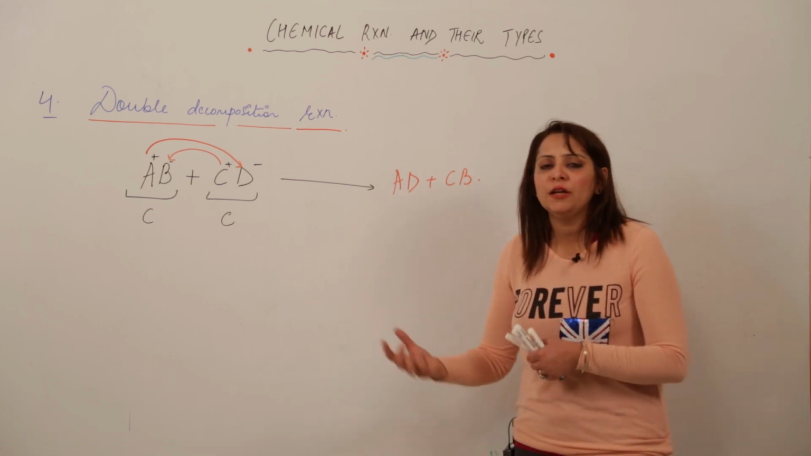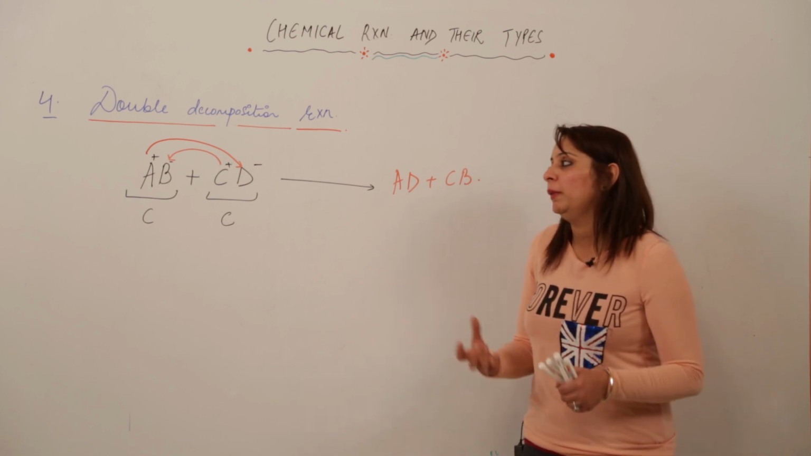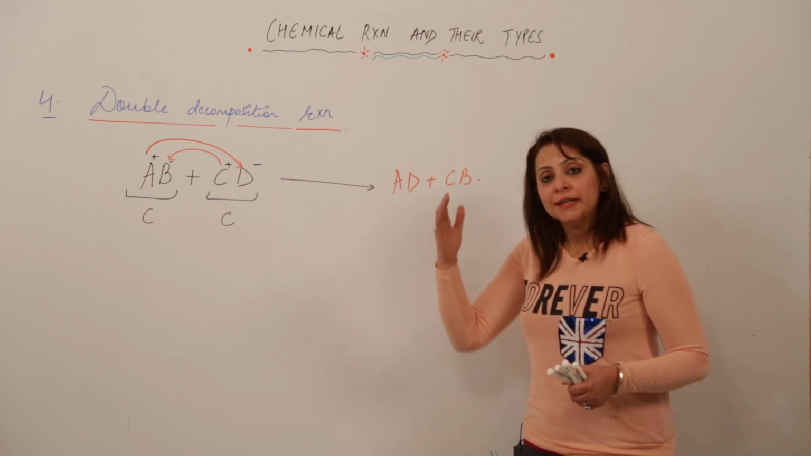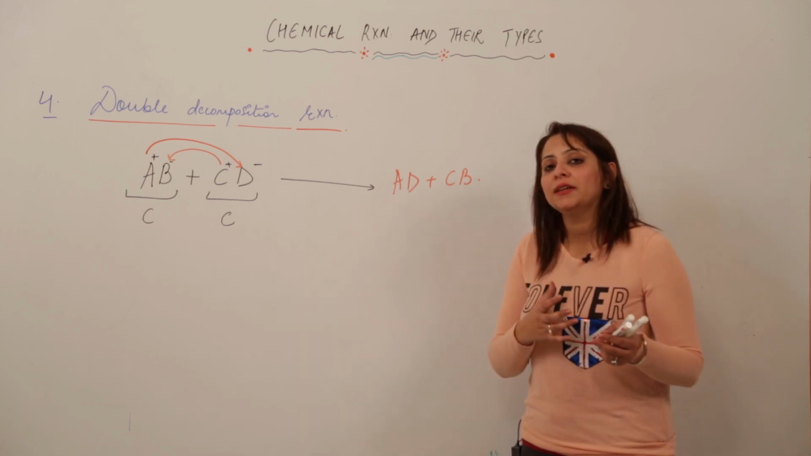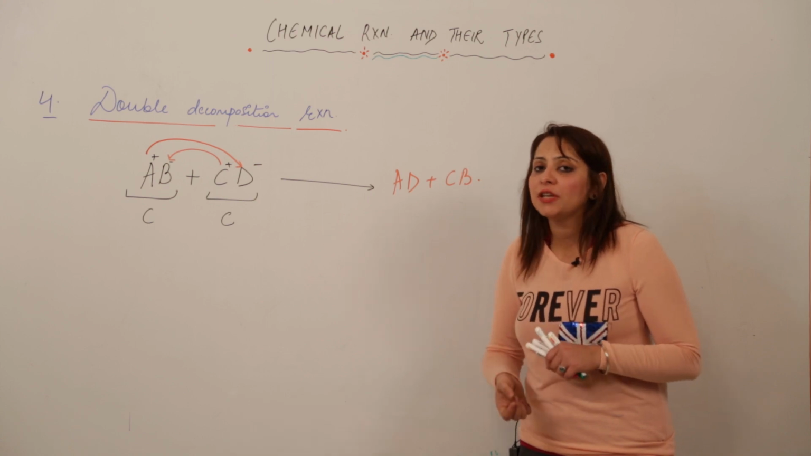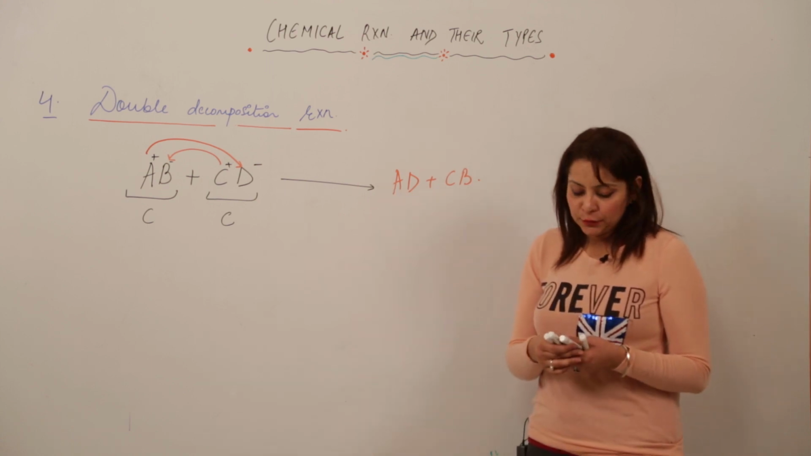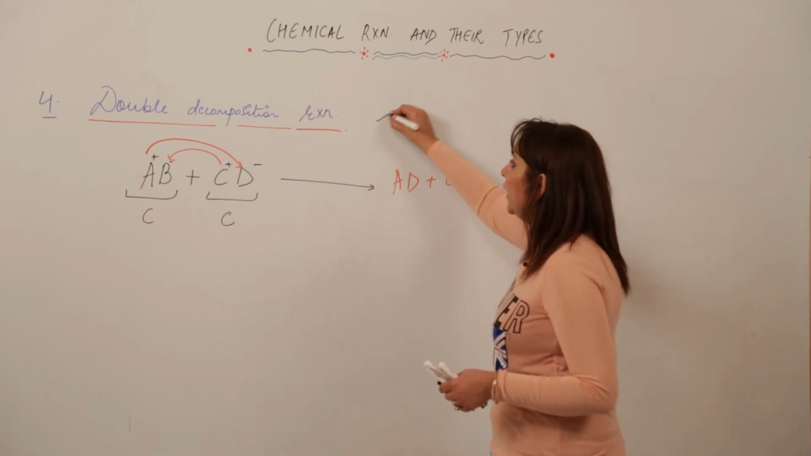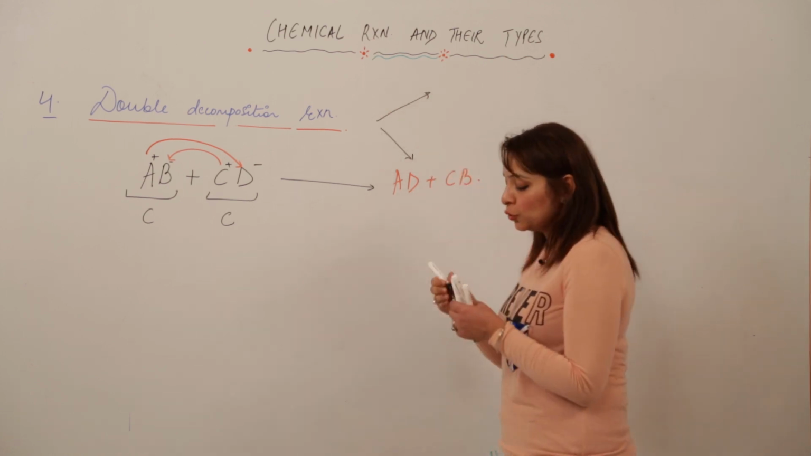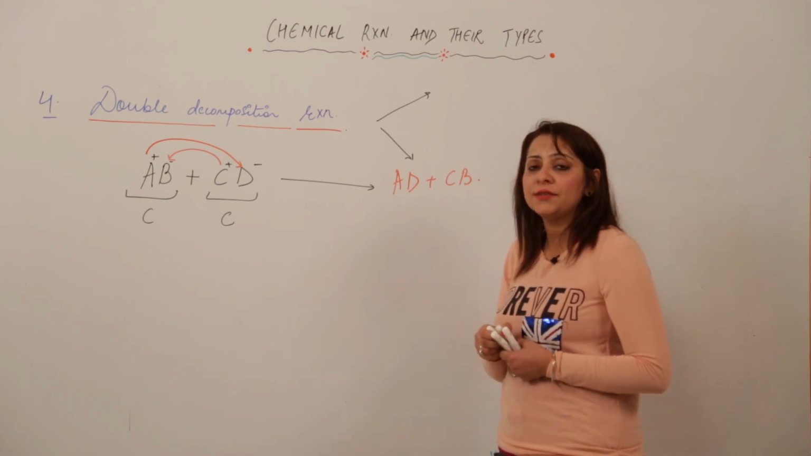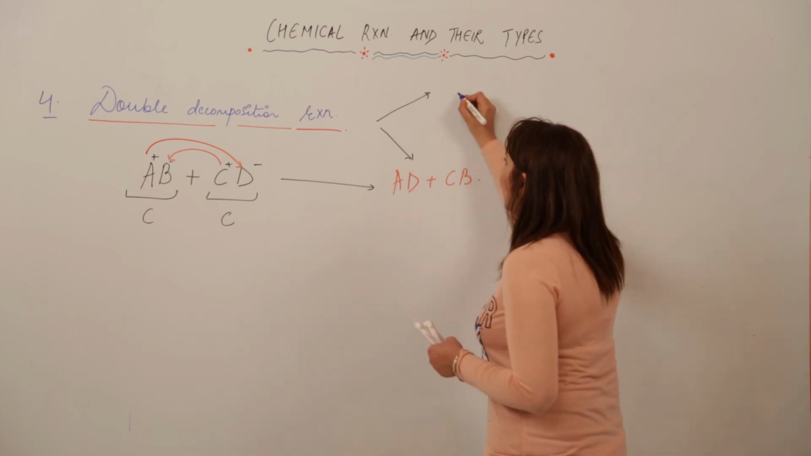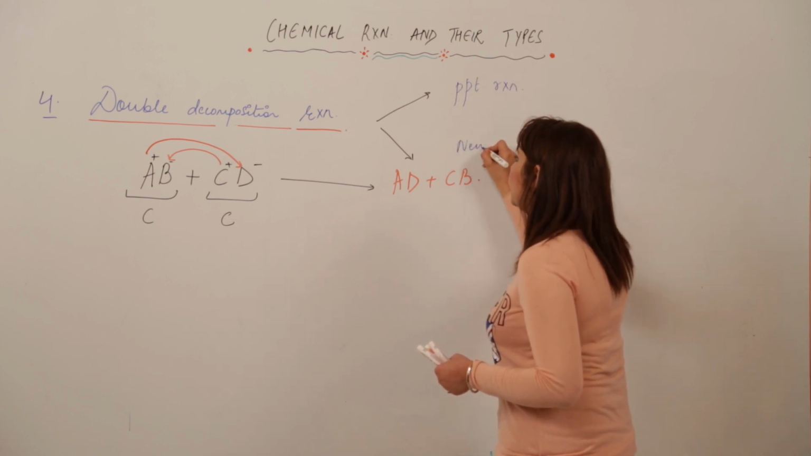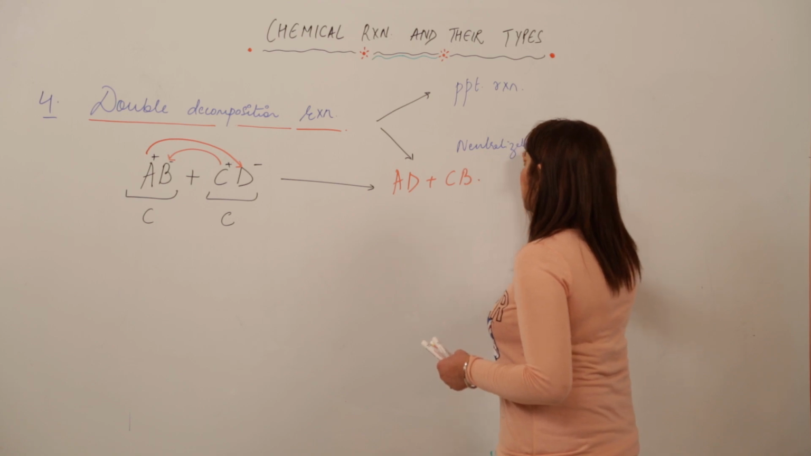Likewise, you can use any alphabet, you just have to remember that they will exchange their partners, right? Both the compounds will get decomposed and both the ions will get displaced. They will just mutually exchange their places. So this is a double decomposition reaction, right? Now the double decomposition reaction can yield two kinds of products. That means it can be classified into two subcategories. One is the precipitation reaction and the other is the neutralization reaction, right?